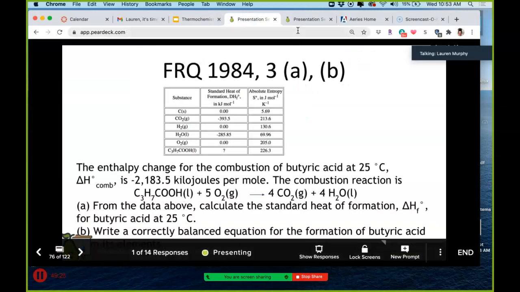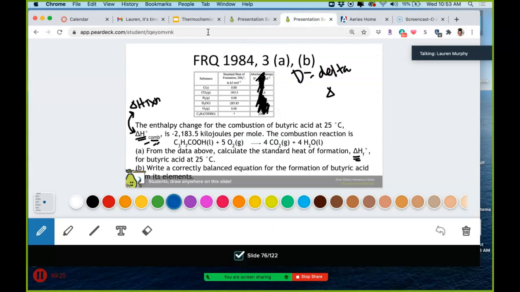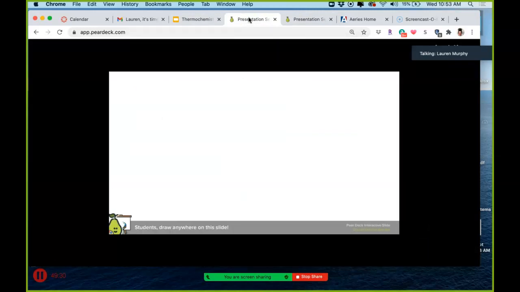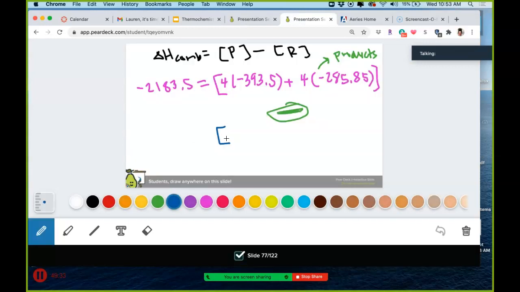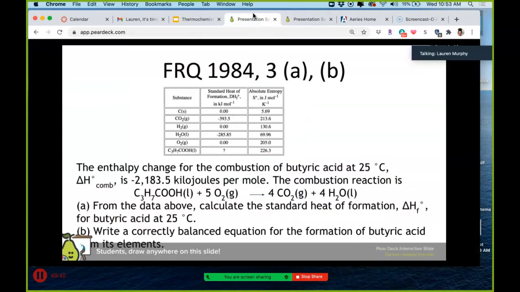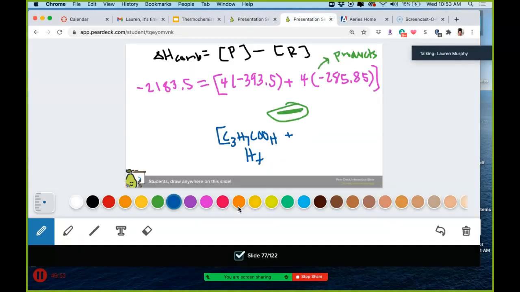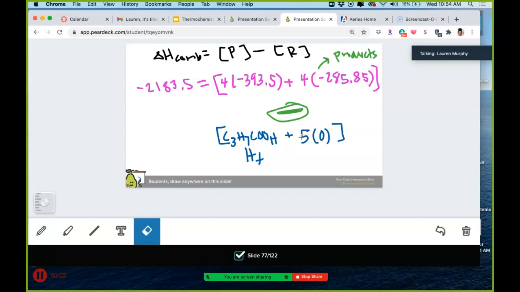So let's see. I've got butyric acid. That's the guy I'm trying to find. That's like your X. Oops, sorry about that. So this is this guy's enthalpy of formation, right? Reactant. So this is this, and then it's oxygen, right? I don't remember. Was it 5 or 7? 5. 5 oxygens. So that's 5 times, but oxygen is just elemental, so that's 0. So again, 5 times 0 is 0, so we can just ignore this guy.